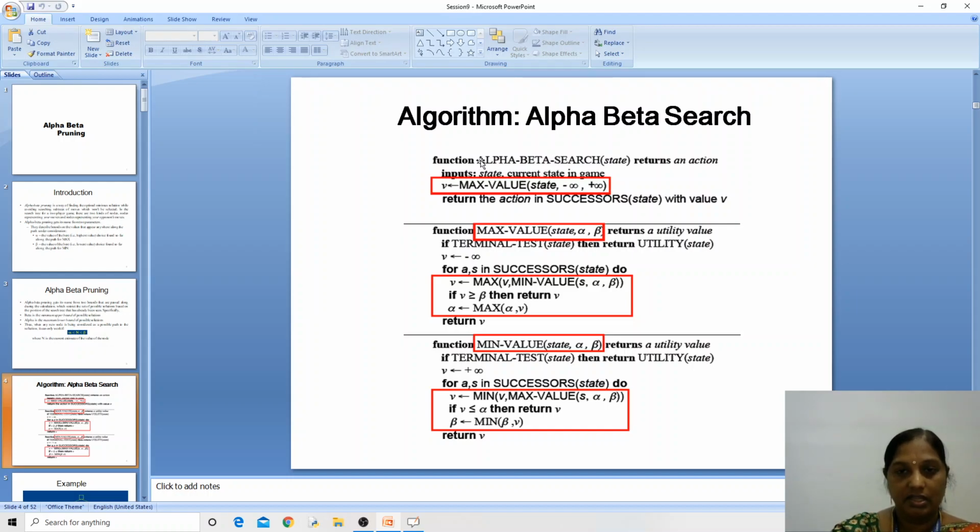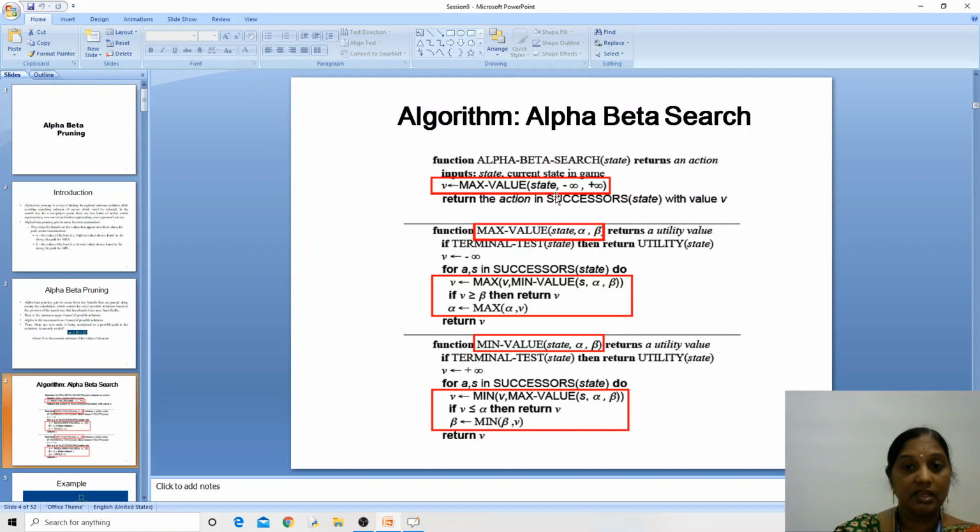So here I am writing the function for alpha beta search. The parameter you pass is the state, the current state in a game, and the return value is the action, what action you want to take. And here we have one more parameter, v. For that v, you are trying to find the maximum value.